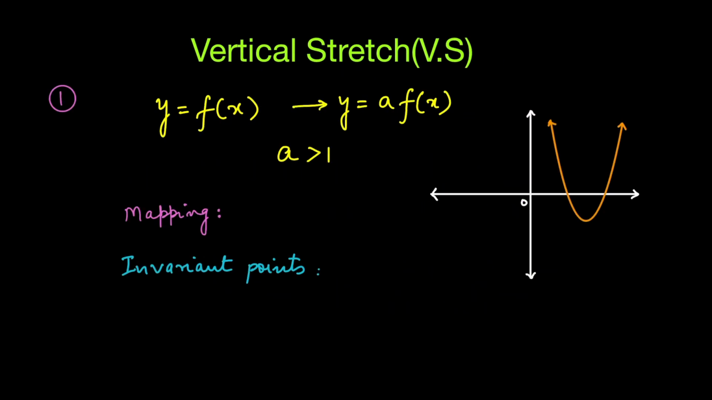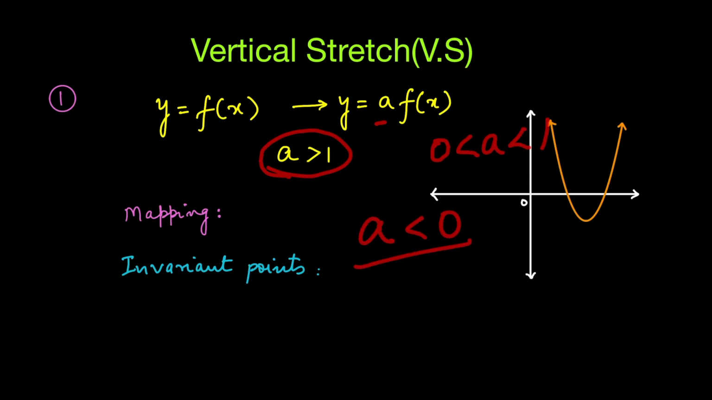Now in the vertical stretch, how does the function transform? y equals f(x) will be written y equals a times f(x). This a value which we defined earlier is the vertical stretch, and here we'll take different cases: when a is greater than 1, when a is between 0 and 1, and when a is negative. So all three cases we'll take one by one.